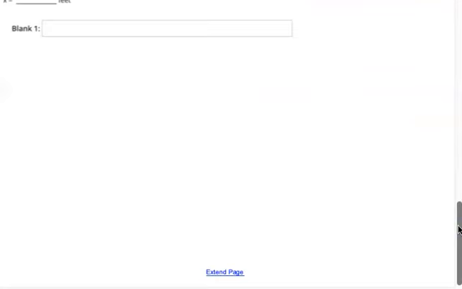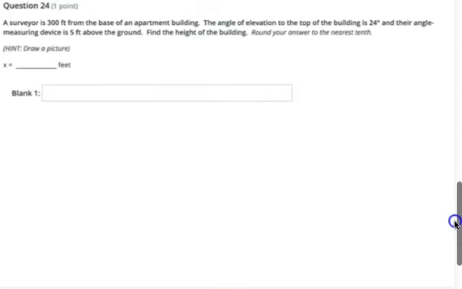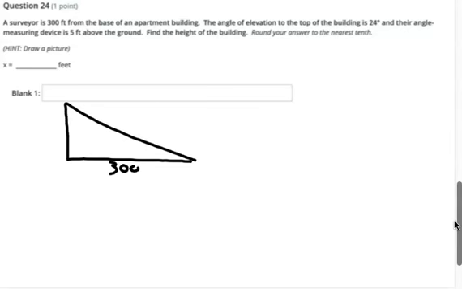Question 24. A surveyor is 300 feet from the base of an apartment building. So we're 300 feet away from a building. That's like this. We're standing here. The angle of elevation to the top of the building is 24 degrees, so that's this angle of elevation. And their angle measuring surface is 5 feet above the ground.